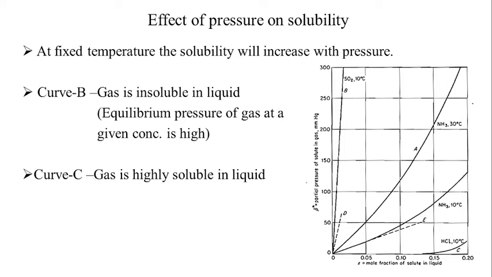Now, the effect of pressure on solubility. We can see this curve; each curve is for a fixed temperature. If we increase the pressure, the solubility will increase accordingly. This is the solubility, the mole fraction of solute in the liquid. Curve B shows that SO2 is less soluble in the liquid, and curve C shows that ammonia is highly soluble in liquid water.